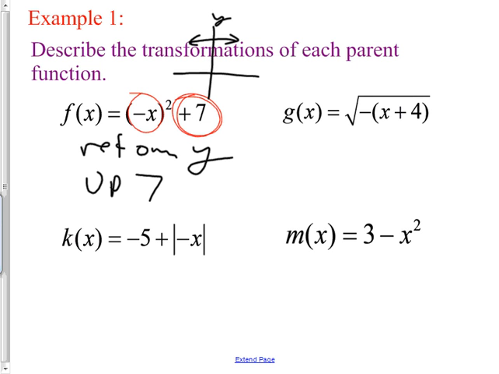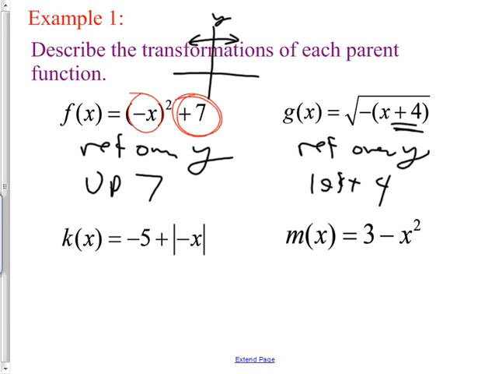Mr. N in the checkered blue shirt. The g of x one, what is that? Reflection over the y. Over the y? Are you sure about that? Yeah. Good, you're right. And then? Left 4. Left 4. All right, awesome. Doesn't it seem like it should be right 4? How come it's not right 4? It's on the inside, and so you do the opposite. Very good.